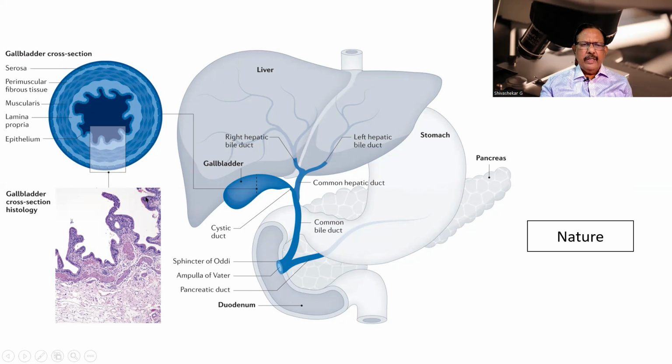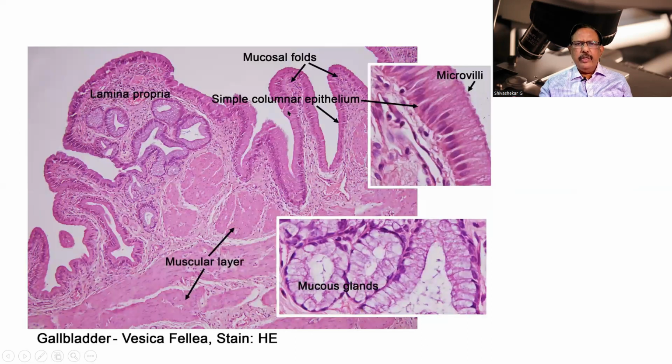We'll see what it is composed of. There can be a lamina propria beneath that, and still below that can be the muscle layer. Thanks to nature for these pictures. This is the histology of the gallbladder.